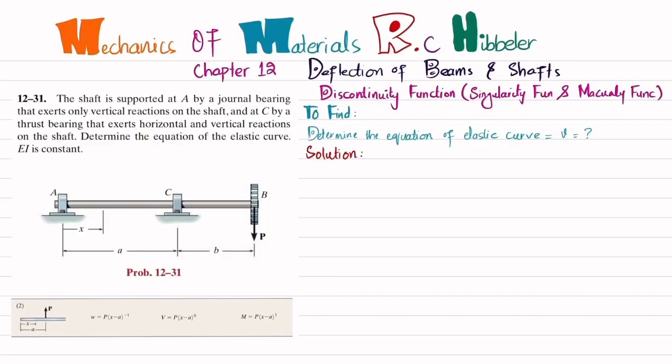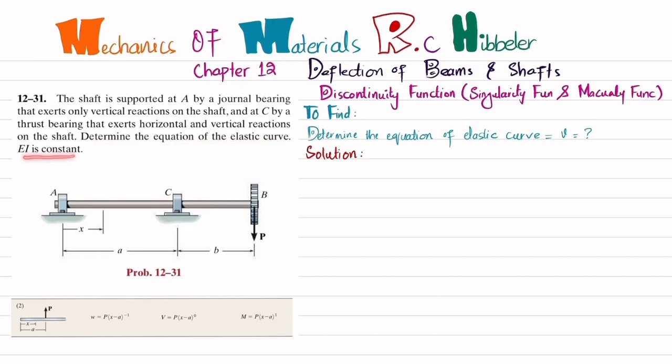Welcome back. Problem 12-31. This problem is taken from chapter 12, that is deflection of beams and shafts, and the book name is Mechanics of Material by R.C. Hibbeler. So the statement is: the shaft is supported at A by a journal bearing that exerts only vertical reaction on the shaft, and at C by a thrust bearing that exerts horizontal and vertical reactions on the shaft. Determine the equation of elastic curve.